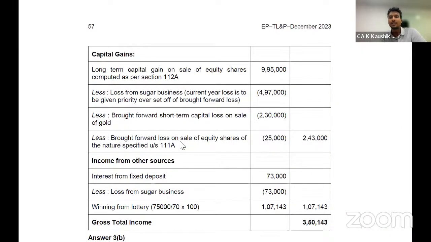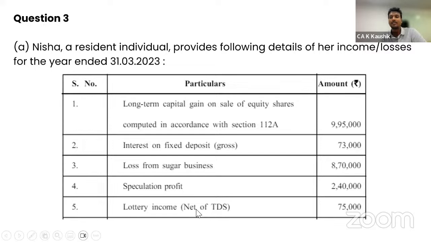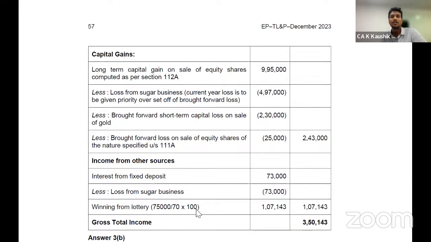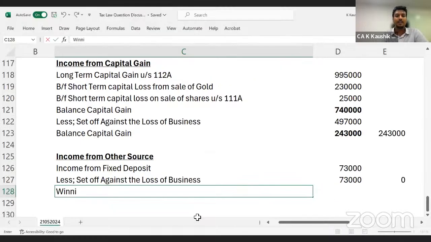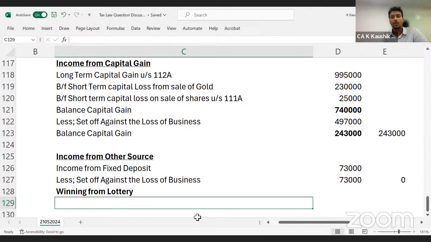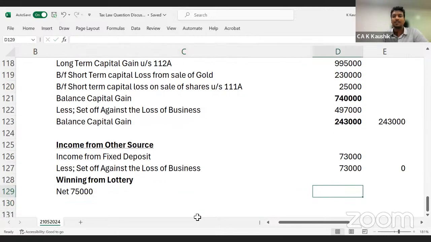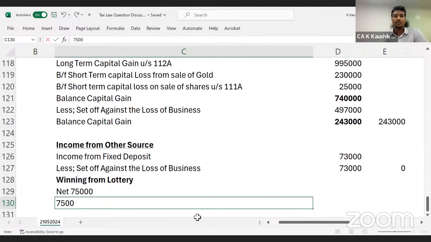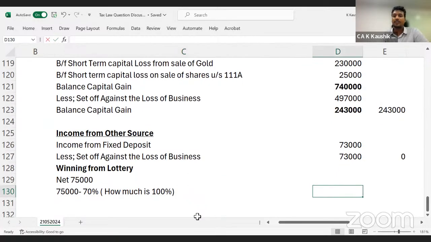Winning from lottery, one thing is there. Net of TDS. So this cannot be adjusted. So this has to be taken gross. So winning from lottery cannot be adjusted against any loss. So winning from lottery, you have net is 75,000. That means 75,000 is after 30%, that is 70%. You need to calculate how much is 100%. So 75,000 divided by 70% will give you 1,07,143. So this 1,07,143 will be taxable.